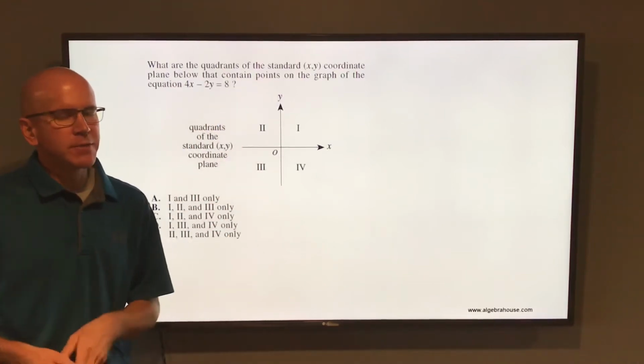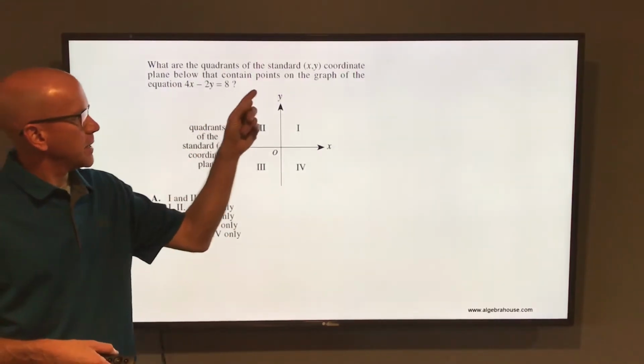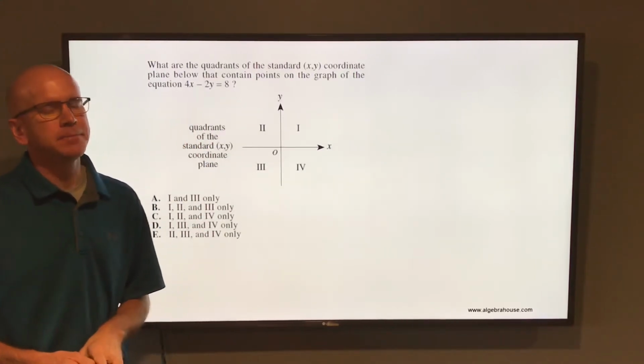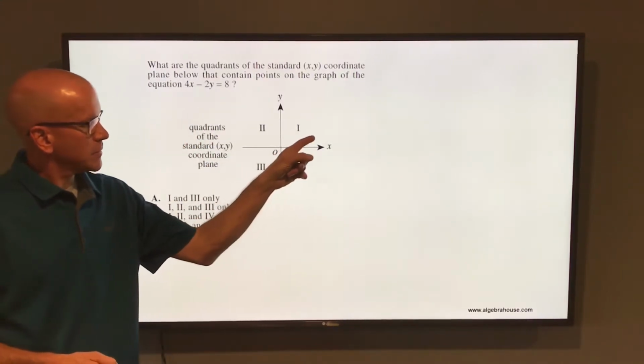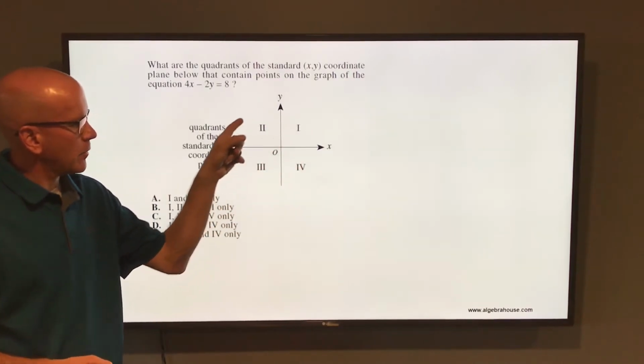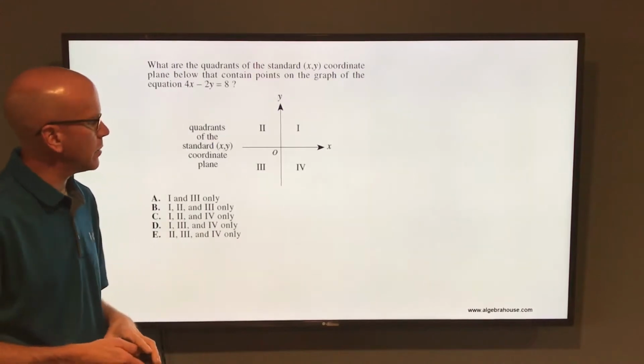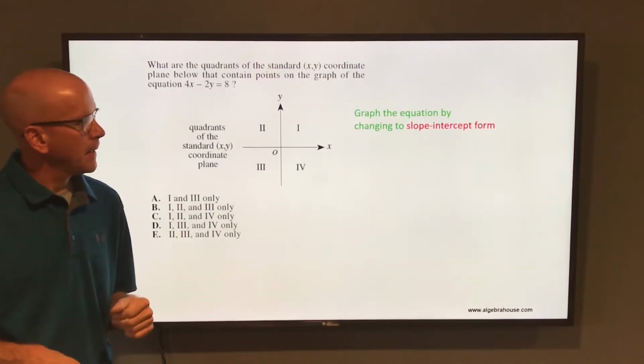What are the quadrants of the standard xy coordinate plane below that contain the points on the graph of the equation 4x minus 2y equals 8? Here are the quadrants. Starting here with 1, they go around counterclockwise. 1, 2, 3, and 4, those are the quadrants of the standard xy coordinate plane.